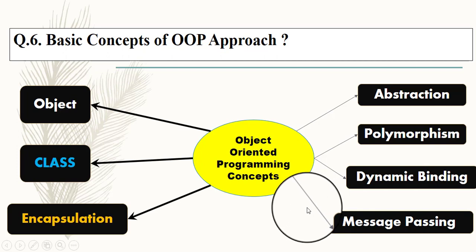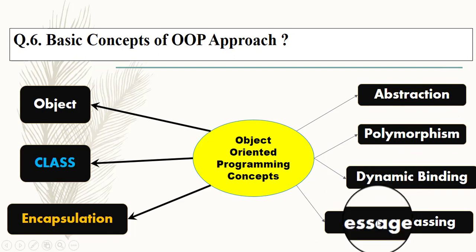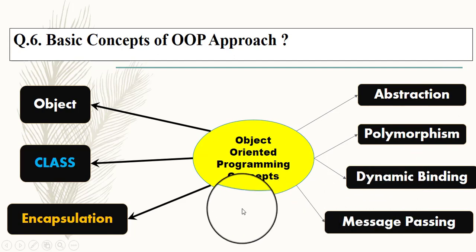Other basic concepts working behind object-oriented programming approach are abstraction, polymorphism, dynamic binding, message passing, and inheritance. We will discuss these concepts in another video later.